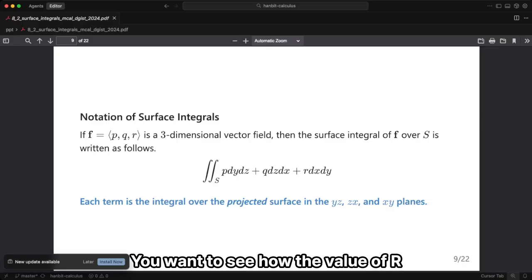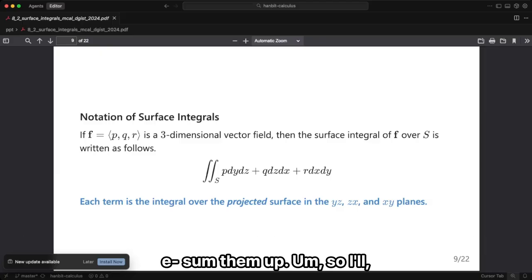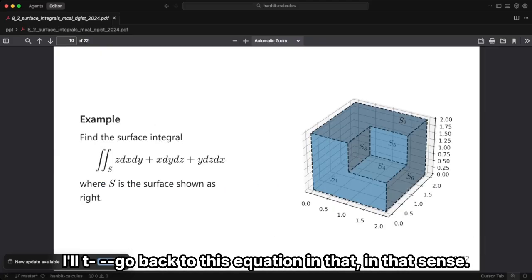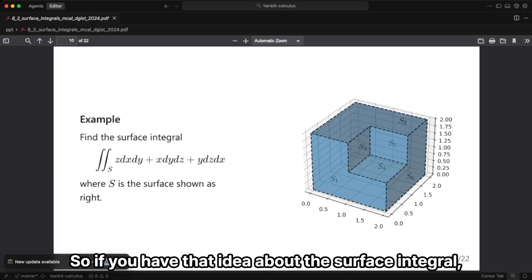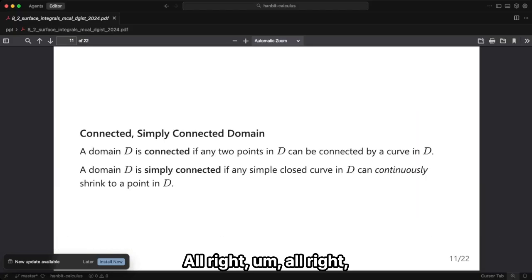You want to see how the value of R multiplied with the value of changes of X and Y coordinate, and sum them up. So I'll go back to this equation in that sense. If you have that idea about the surface integral, it's easy to compute the surface integration of that complicated space.